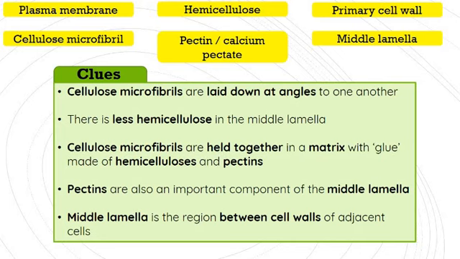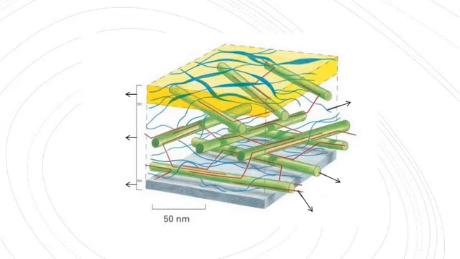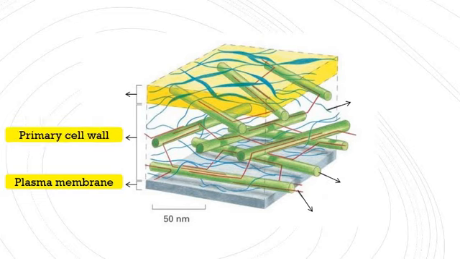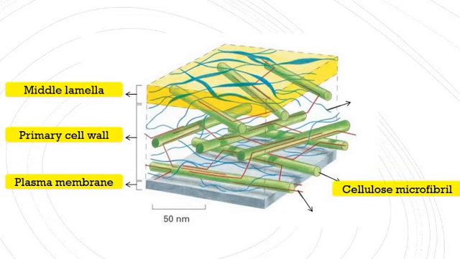Let's look at our diagram. So let's go through the different regions first. At the bottom we have our plasma membrane, and then we're looking at just the structure of the primary cell wall, and outside of that we have the middle lamella. Next we notice these green rods that are very large and indeed put down at angles to one another, so these are the cellulose microfibrils. Next we're looking at this red layer, which is very tightly joined to different cellulose microfibrils running all the way through the primary cell wall and just a little bit in the middle lamella, so this is called hemicellulose.